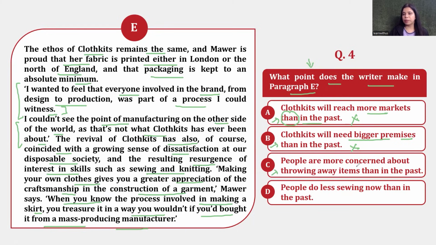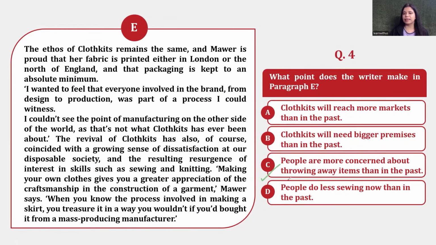Then C option says people are more concerned about throwing away items than in the past. Or D option says people do less sewing now than in the past. Okay, D option can also be very easily eliminated. So yes, the answer is C, but let's understand why D also can be eliminated. D option says people do less sewing now than in the past, but here they are talking about resurgence. Resurgence as in coming back, the interest coming back.